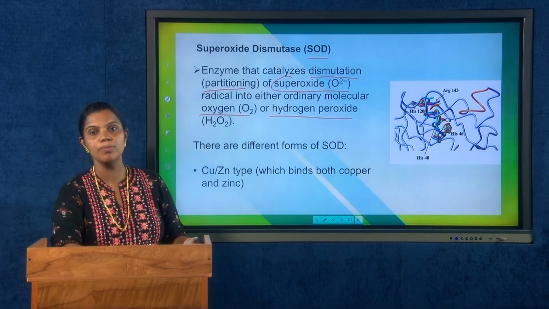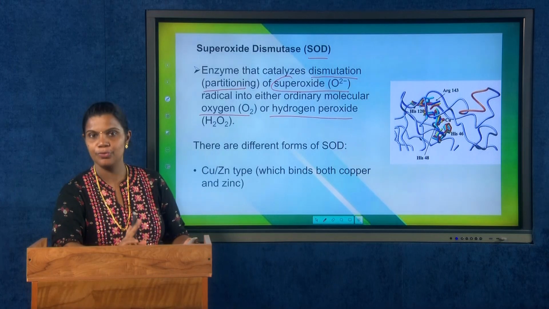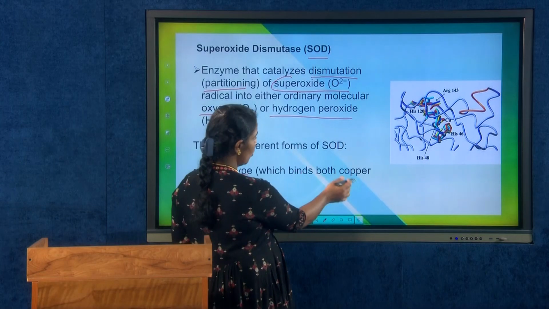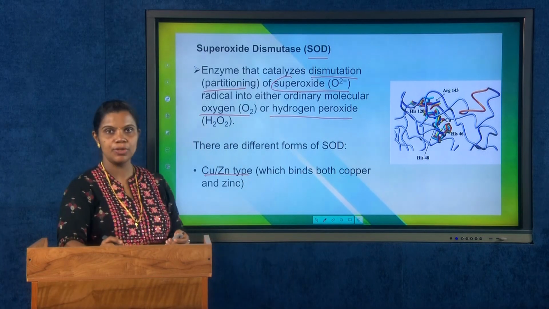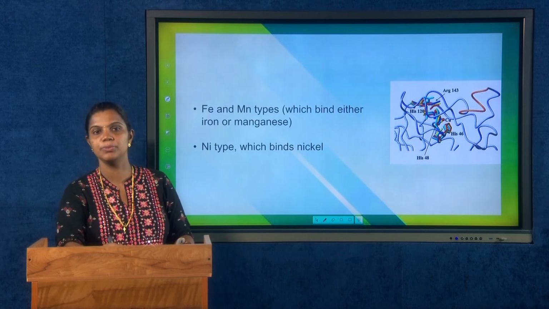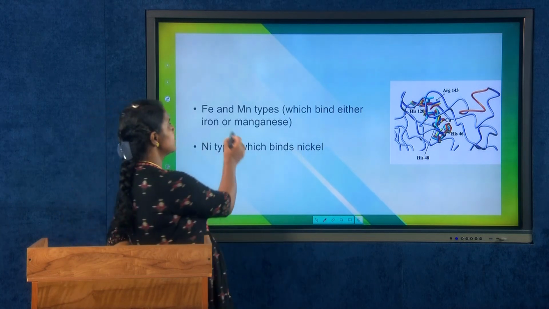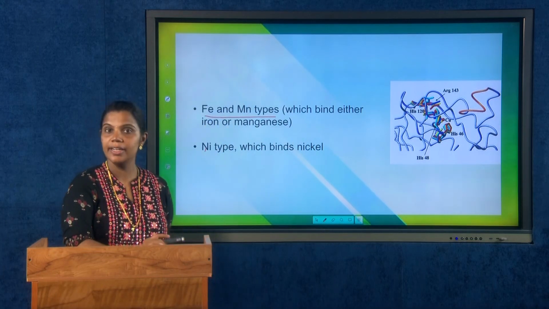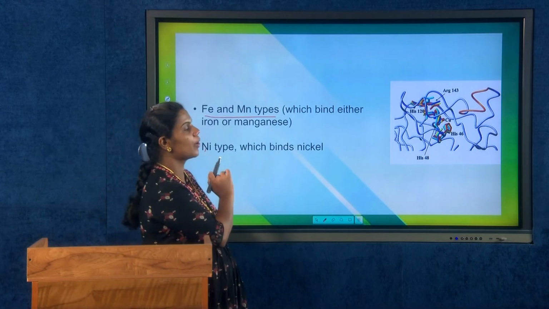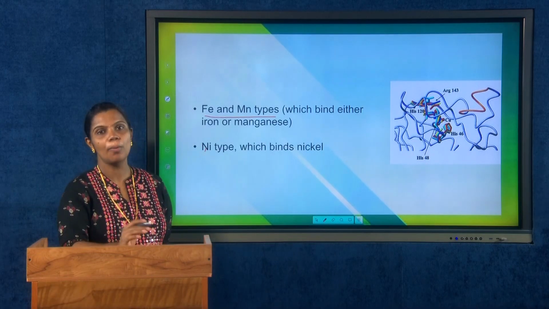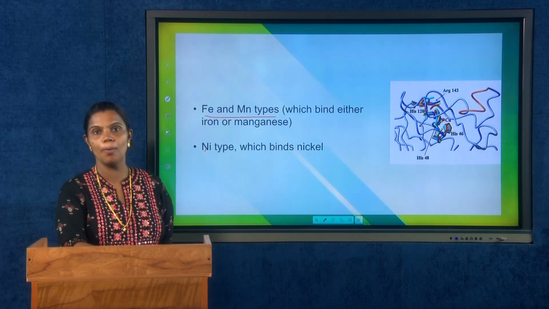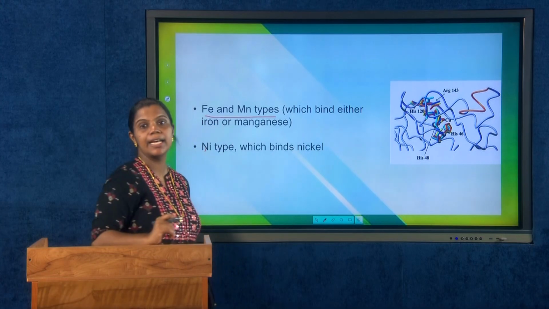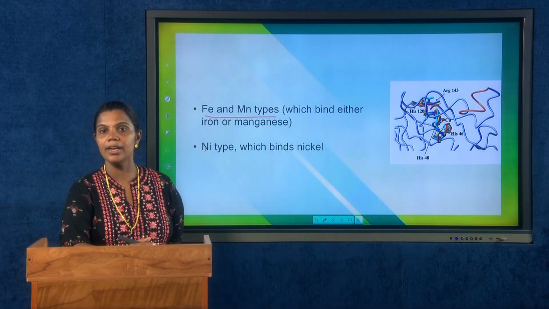There are different forms of superoxide dismutases. The first one is the copper zinc type, that is, it contains both copper and zinc. The next type is the iron manganese type, which contains iron or manganese, and there is also a nickel type superoxide dismutase enzyme.